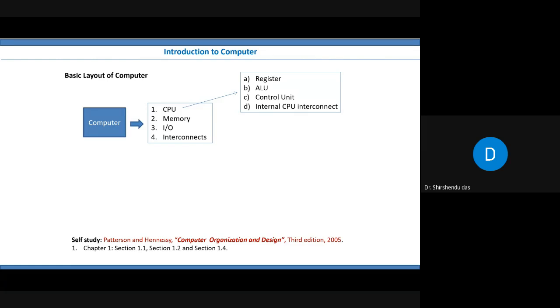The control unit is to control all the devices, because the CPU is a very big device. Though it looks small, it's a very complex device. So there are a lot of internal mechanisms, and to control everything, there is a unit called the control unit. And internal CPU interconnects, again, you can consider as wires, which connect different components inside the CPU. So all these things are called the CPU.